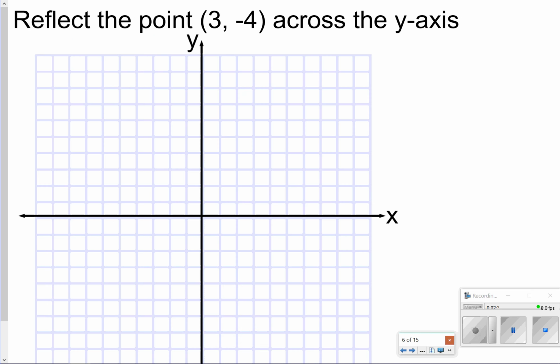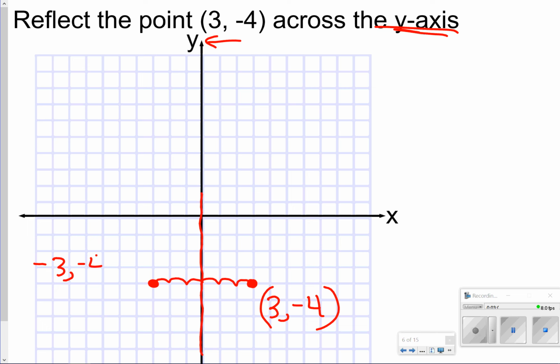Again, this one we're trying the same point, 3, -4, 1, 2, 3, down 1, 2, 3, 4. Okay, but this time we're reflecting across the y-axis. Here's your y-axis, and you want to think of the y-axis as like a mirror. You're going to do the same thing here that you did before. There are 1, 2, 3 steps to get us to the y-axis, so we're going to continue on the other side 3 steps. 1, 2, 3. Our first point was 3, -4. Our new point is -3, -4.